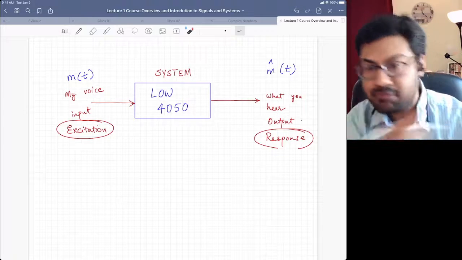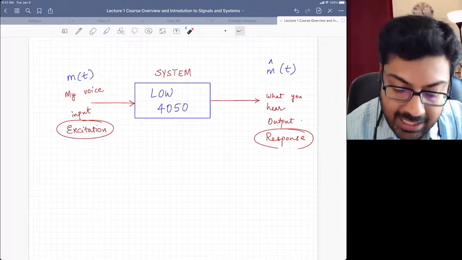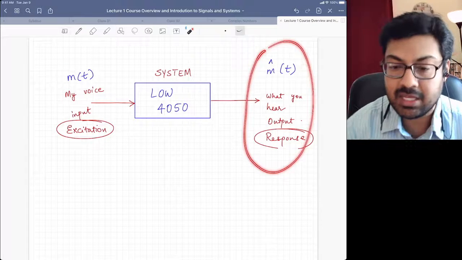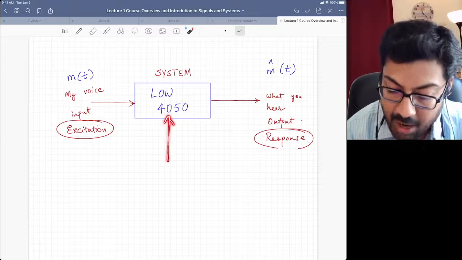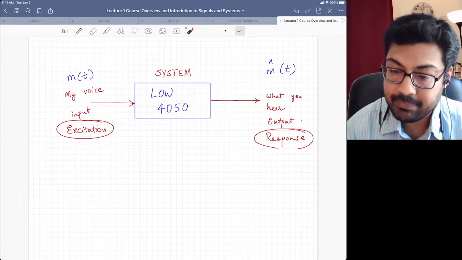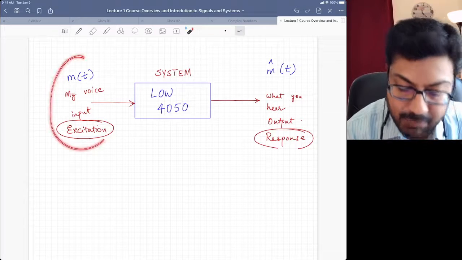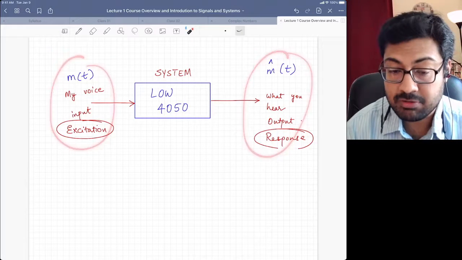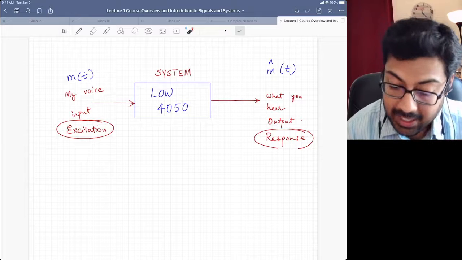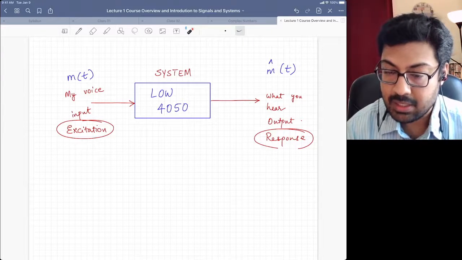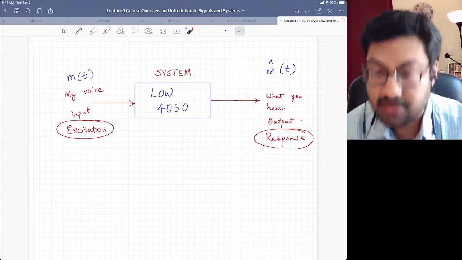Now let me pose a different question. If I tell you what M of T is, and if I tell you what M hat of T is, can you maybe comment about the system characteristics? Sure, yes. If I tell you what the input is, and if I tell you what the output is, then I can also talk about the system characteristics. It is going to be about characterizing the system.